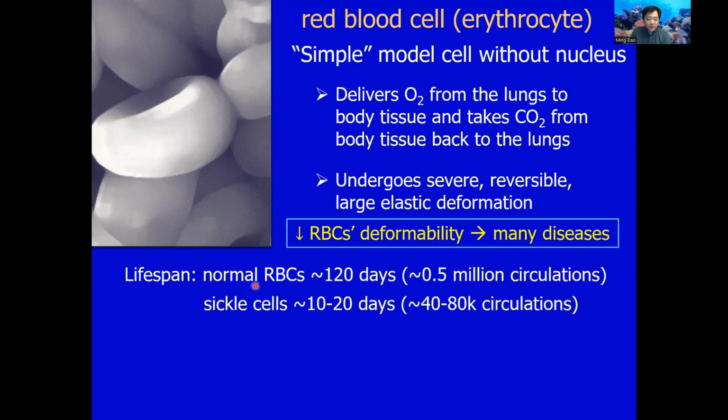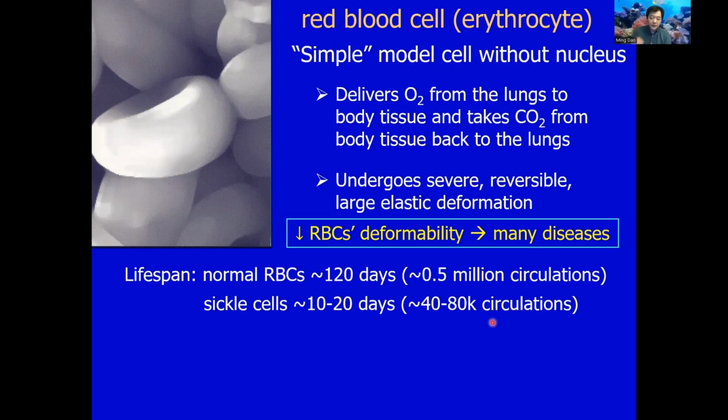The lifespan of normal RBCs is about 120 days. So in that 120 days, it takes about 500,000 circulations, which is about 1 minute per cycle through the whole body. Sickle cells would have a much shorter lifespan. It has 10 to 20 days lifespan. Still, in that short lifespan, it still goes through 40 to 80K circulations.